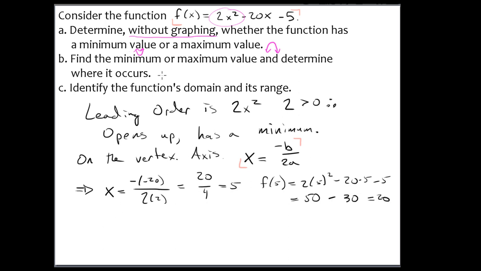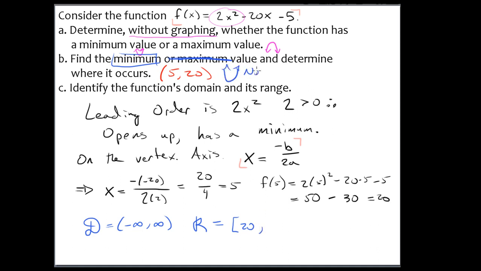So, find the minimum and determine where it occurs. It occurs at 5, 20. Identify the function's domain and its range. Well, the domain is going to be all real numbers. And the range, it's got a minimum of 20. Does it have a maximum? No, because it opens upwards. So its range is from 20 to infinity. All right.